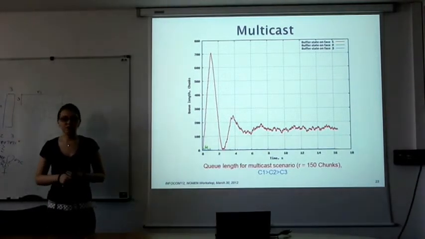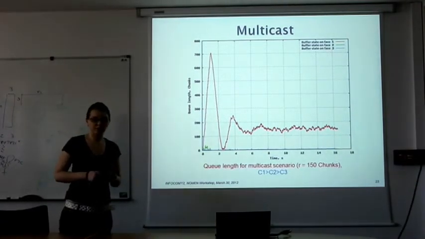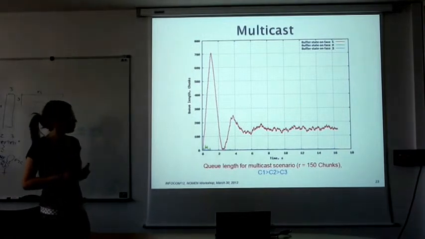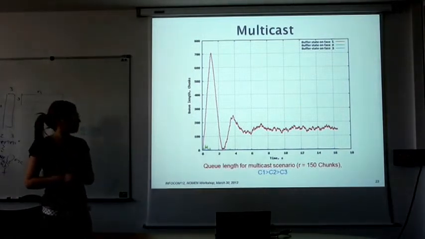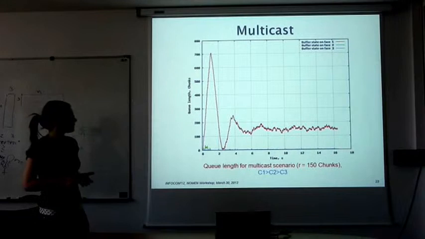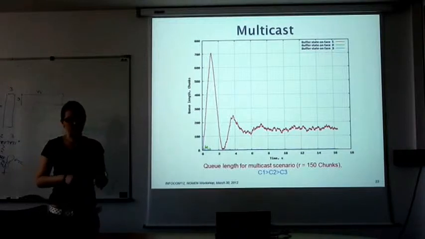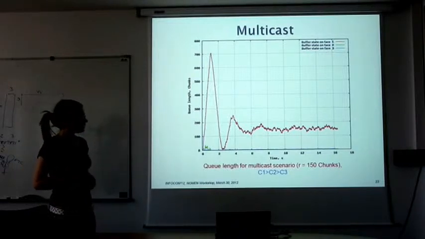Its behavior is logical because we use the minimum capacity to compute the shaping time. So in this case, the queue of the interface with the minimum capacity will converge to the R, and the other buffer will be empty.